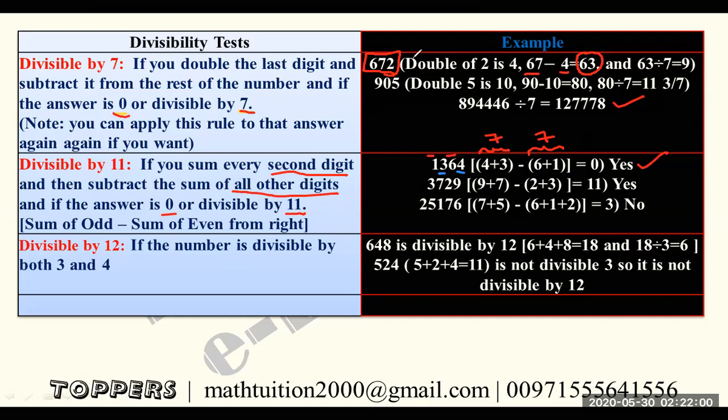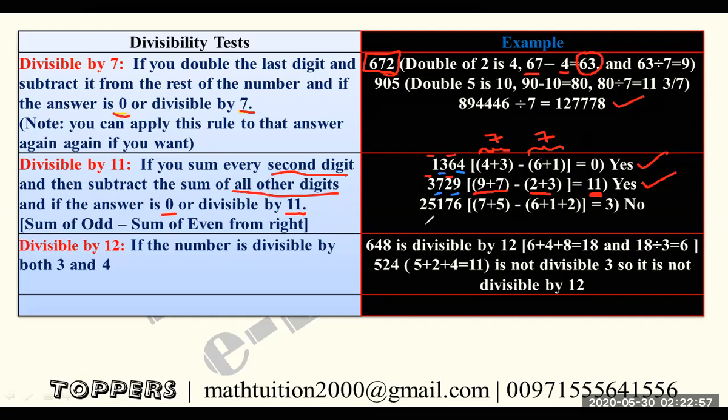Now 3729. Let us see how you check. First take the odd position numbers. 9 is at the first position, odd. Then the third position, 7, is also odd. The even positions: 2 is the second position, and 3 at the fourth position is also even. Now add the odd positions: 9 plus 7, and the even positions 2 plus 3. 9 plus 7 is 16. 2 plus 3 is 5. Right. 16 minus 5 is 11. So 1 times 11 is 11. Therefore, the given number 3729 is divisible by 11.